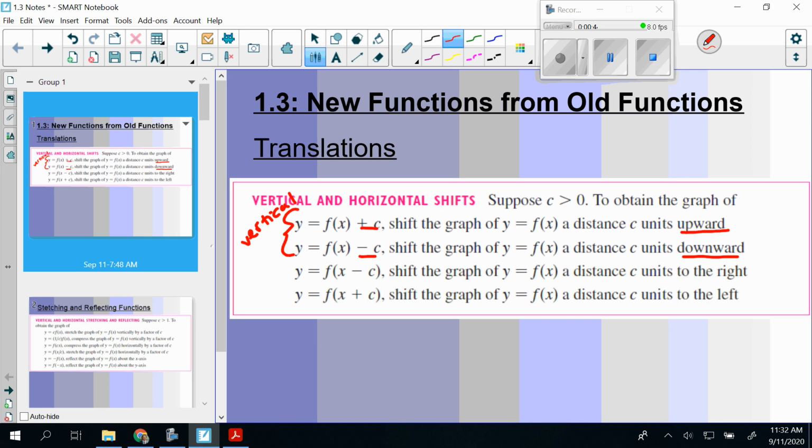If your adding or subtracting happens inside the function, that's going to, instead of shifting it vertically, shift it horizontally. Now when it's inside, it's always going to be opposite of what you would normally think. Normally, minus would shift it to the left, but when it's inside the function, it's actually going to shift it to the right. If it's adding inside the function, it's going to shift it to the left. And you'll see this theme. Anytime it's inside the function, it's opposite. If it's outside the function, it's normally what plus and minus would do.